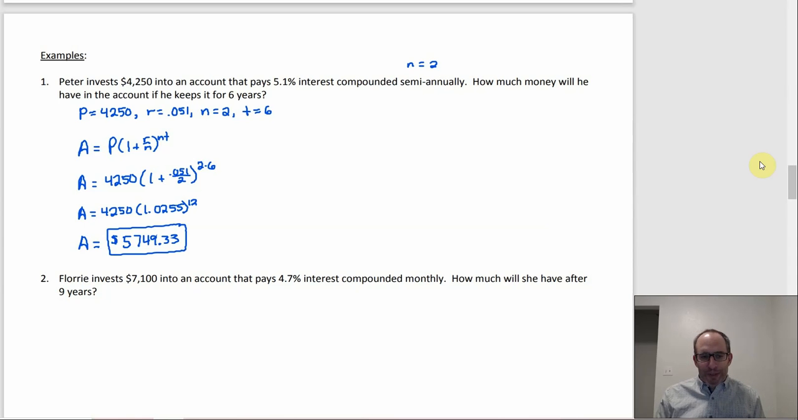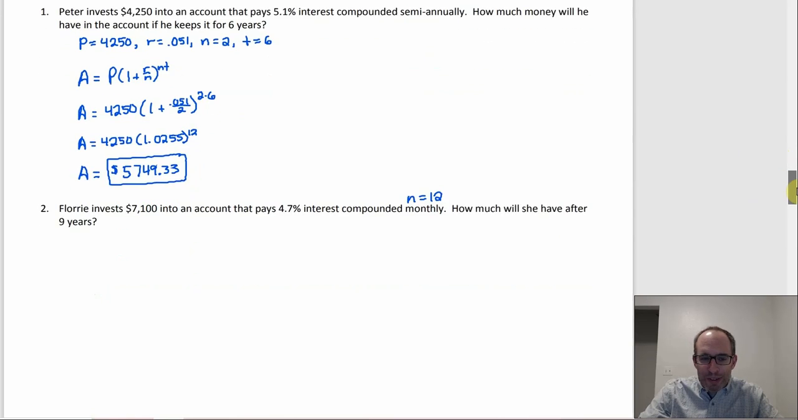All right. So then I figured I kind of wanted to have two examples like this. So the Flory one in number 2, that's the same thing as the Peter one. It's just with different numbers. The main thing that I wanted to be different is how often the compounding happens. So when Flory invests $7,100 into an account paying 4.7% interest, the compounding is monthly. So there, N is going to be 12, right? Monthly is 12 times a year. And then how much will she have after 9 years?